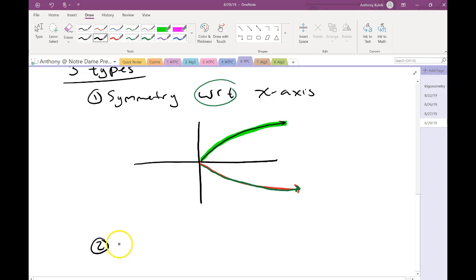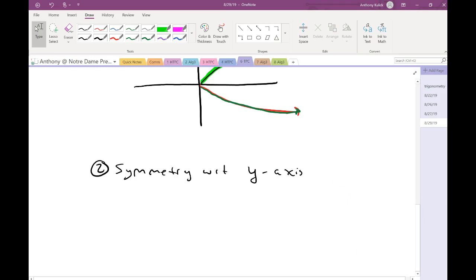The second type is symmetry with respect to, guess what? Y-axis. Oh my gosh, it's so shocking.